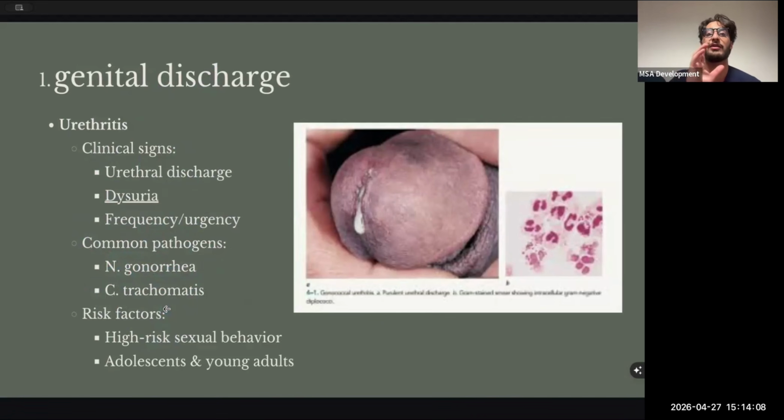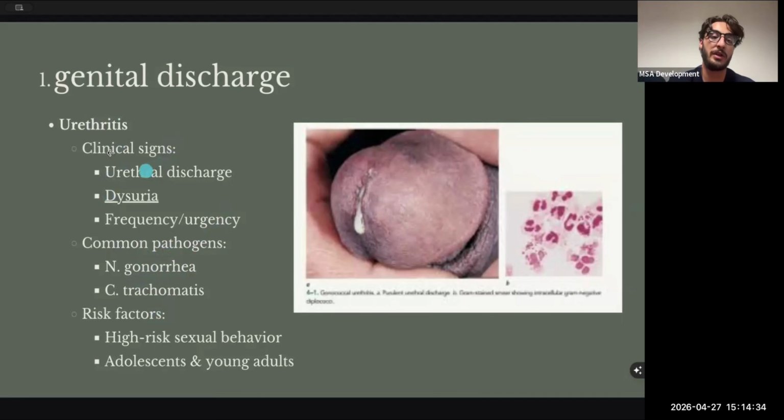Now, when you hear of urethritis, most of the time it's going to be one of these two pathogens, and to determine which one it is, you have to look at the clinical signs. Other than the lab features, the culturing, and the gram staining that you would do, you have to look at the color and the consistency of the discharge. That's really going to help you differentiate between gonorrhea and chlamydia.